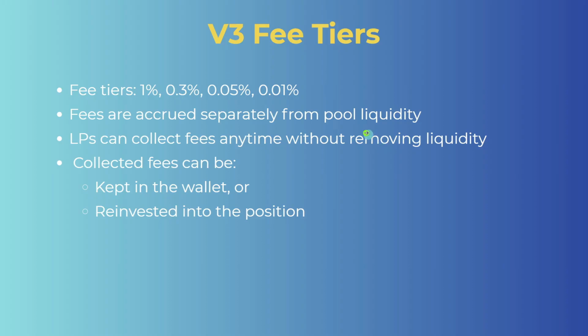Let's talk about liquidity tiers. In Uniswap V3, we have 4 types of tiers: 1%, 0.3%, 0.05%, and 0.01%. Fees are accrued separately from the liquidity pool. Liquidity providers can collect fees anytime without removing liquidity, and collected fees can be kept in the wallet or reinvested into the position.